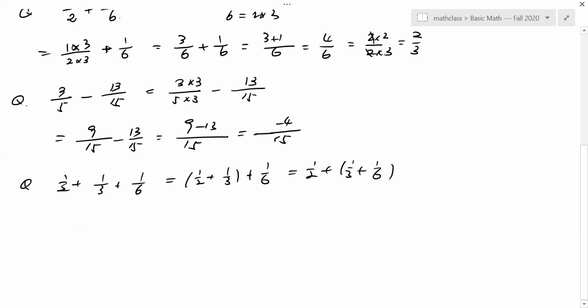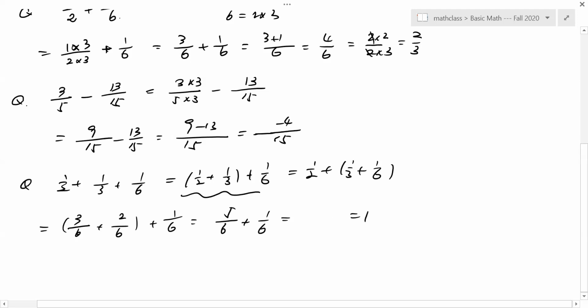Okay, and if you use this first, that is going to be 1/2 plus 1/3, right? The common denominator is 6. It's 3 over 6, and here it is going to be 2 over 6. Okay, and you will get 2 plus 3 is 5. 5 over 6 plus 1 over 6. So it's going to be 6 over 6, which is going to be 1.